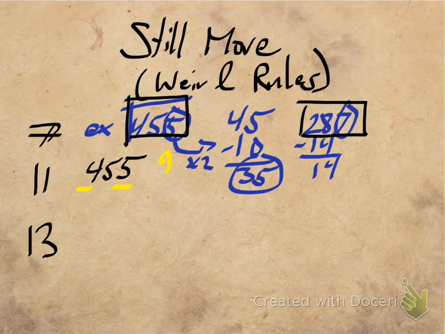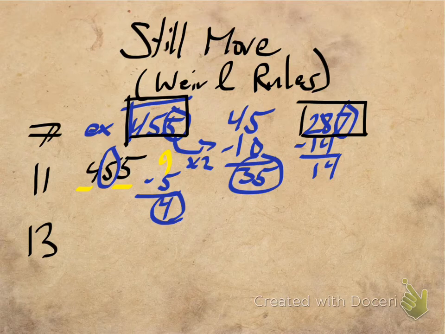Then you take the other digits, which in this case is just 5. So we subtract them. We take the difference. And so 9 minus 5 is 4. Now, if this difference is divisible by 11, so is the original number. If it's not, then neither was the original number. So it turns out 455 is not divisible by 11.